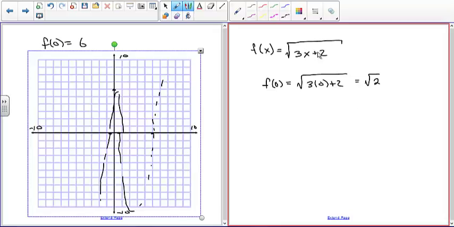Then you could find out what values of x this goes to 0. Well, this will go to 0 when the argument of the square root function is 0. So that's 3x plus 2 equals 0, so 3x equals negative 2. Divide by 3, and you get x equals negative 2/3. So that's the x value where y equals 0.